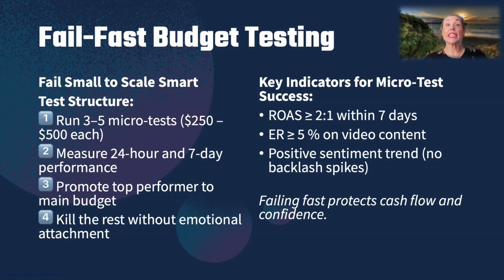Let's take a little mini case example. A D2C brand runs 4 $300 micro tests. One video gets an ROAS of 4.5 to 1. Because the brand tested it first, it could confidently scale the winning video into a national ad while cutting the losers early. The result? Less wasted spend and faster growth. The decision rule: never let a campaign run more than 7 days without a data-driven decision.